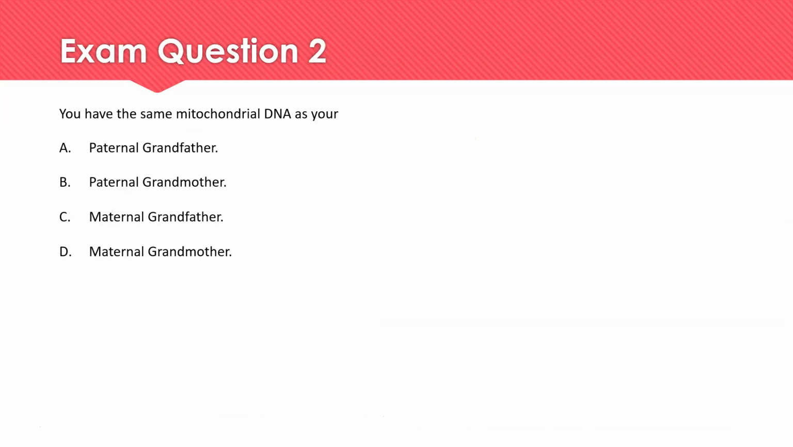So here we have exam question 2. You have the same mitochondrial DNA as your A, paternal grandfather, B, paternal grandmother, C, maternal grandfather, or D, maternal grandmother. You can pause the video if you'd like and pick your answer, and then check it against the video linked in the description box below.